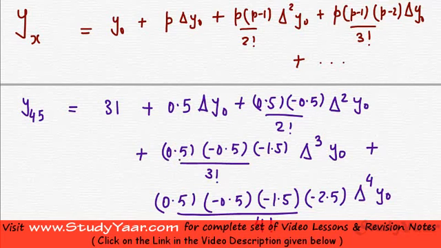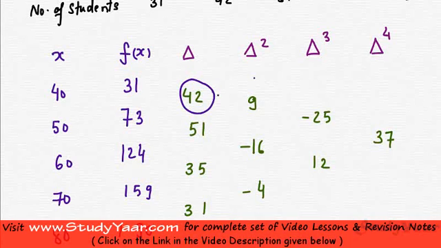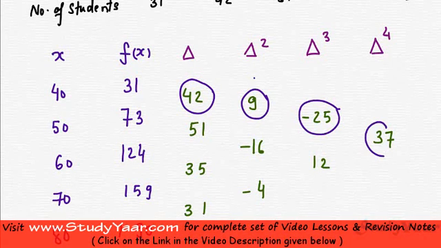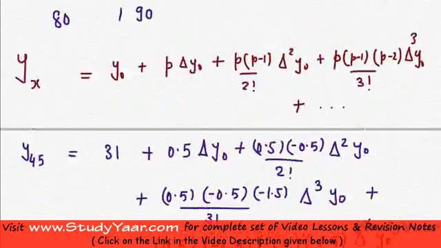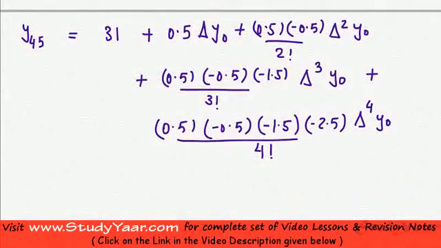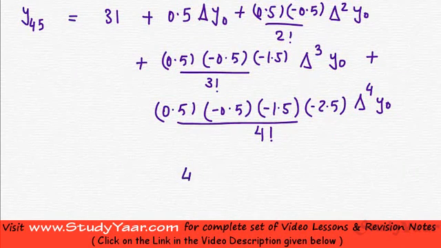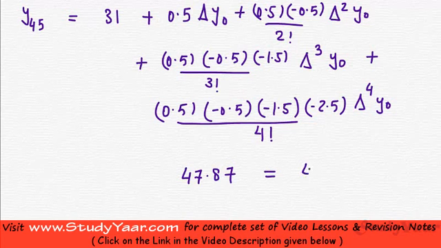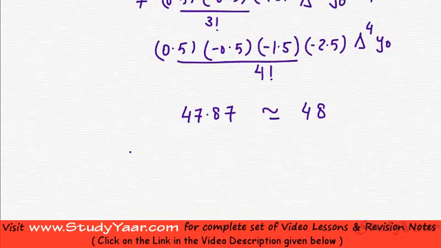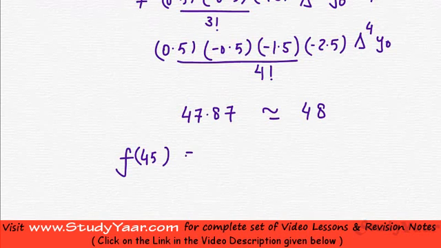Now using this formula, you can just plug in your forward differences for y0, which is this, this, this and this. Just put in those values in this particular formula and you're going to get your y45. Okay, the value comes out to be around 47.87. Since this is the number of students who have got less than equal to 45 marks, we are just going to say that this is almost equal to 48, because we are counting heads and it cannot be fractional. So my f of 45 is equal to 48.